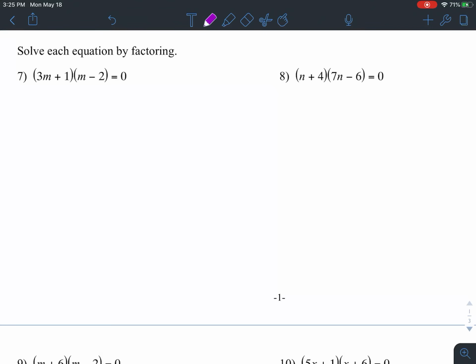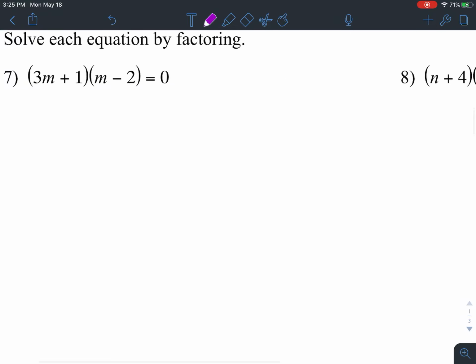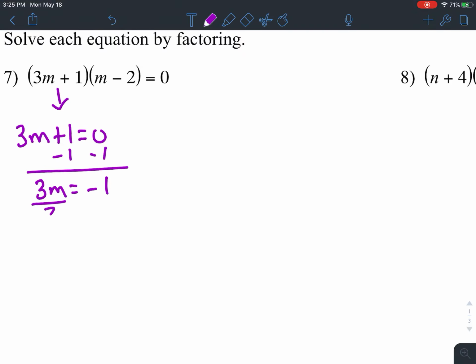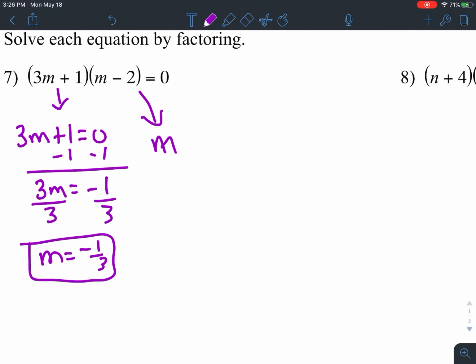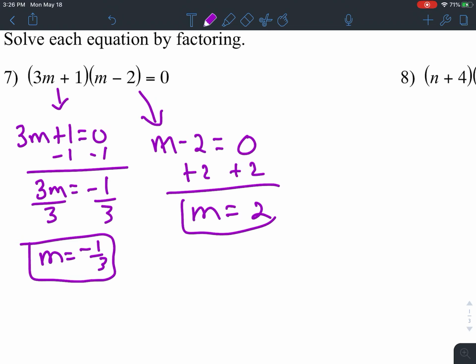Okay, so basically what we're doing is taking each parenthesis, setting it equal to 0. So if I was to take this first one, I'm going to rewrite it, 3m plus 1, set it equal to 0, and solve for m. So I would subtract 1 from both sides, and I'm going to get 3m equals negative 1, divide by 3, and my m equals negative 1/3. That's one answer. Then I take my second parenthesis, m minus 2, set it equal to 0, add 2 to both sides, and you get m equals 2.